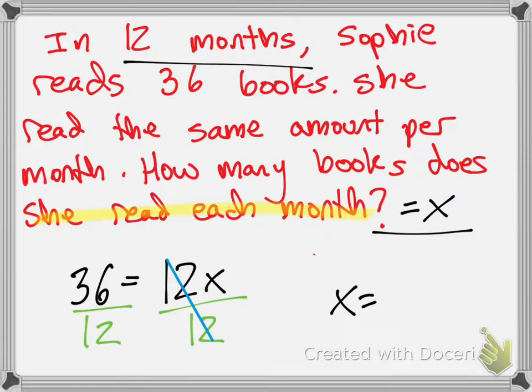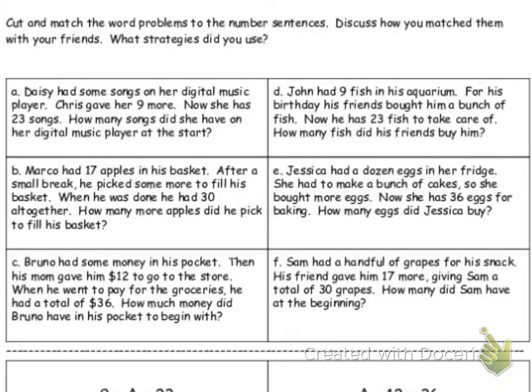Emil, what is 36 divided by 12 equal to? 2. Oh, you said it in the chat. Yeah, okay, 3. There we go. Perfect. 3. She reads 3 books each month. And I would check my work. I plug it in. 3 times 12 gives me indeed 36.